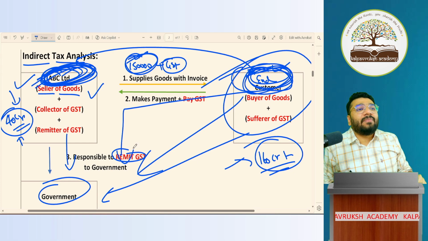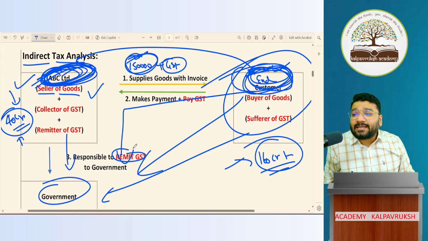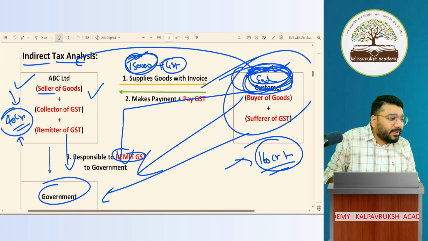Indirectly it is routed through a middleman. Hence it is called an indirect tax. Got it, not got it? So two meanings of indirect taxes have been given. Okay, not okay? Tell me.